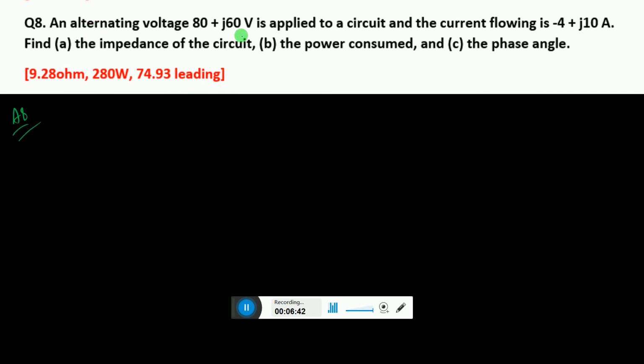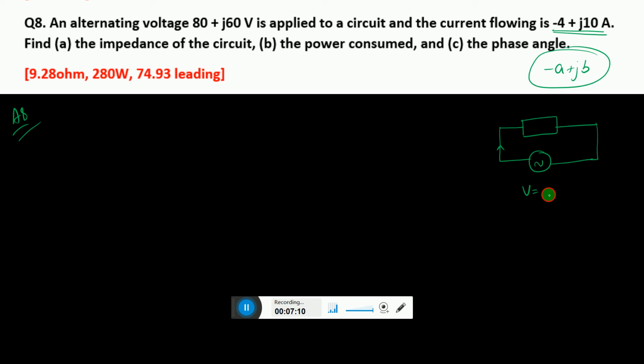In this question, alternating voltage is given in rectangular form. Current is also given in rectangular form. The key is that this is not given as A minus JB, that is minus A plus JB. This is the logic in this question. So we have a voltage over here and the current over here. So what we are going to do is find the value of Z.